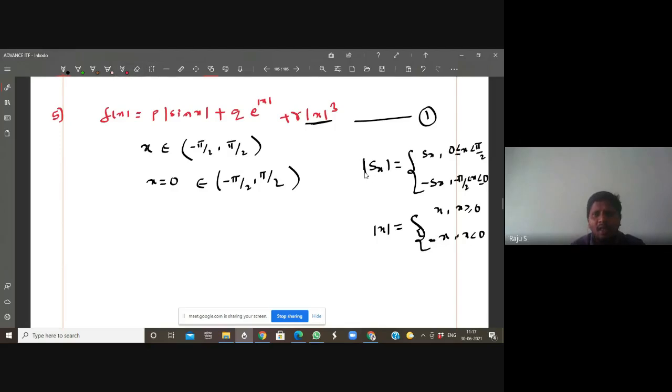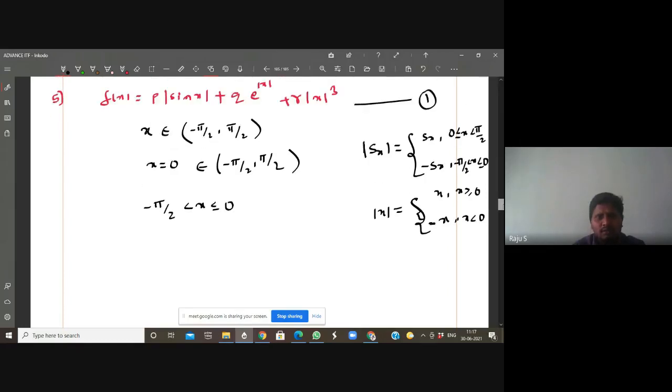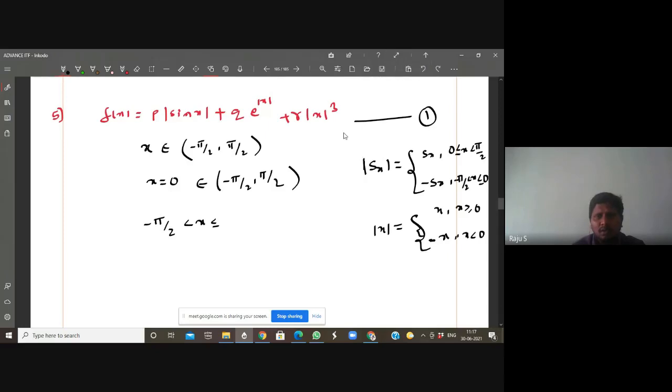Now I am going to find the left hand derivative, that is f dash of 0 minus. Before that, first I want to write the function value for 0 minus. I'm not differentiating, so I'm writing just x lesser than 0, otherwise I can write minus π/2 lesser than x lesser than or equal to 0. Or only lesser than 0, because lesser than 0 only we can take.